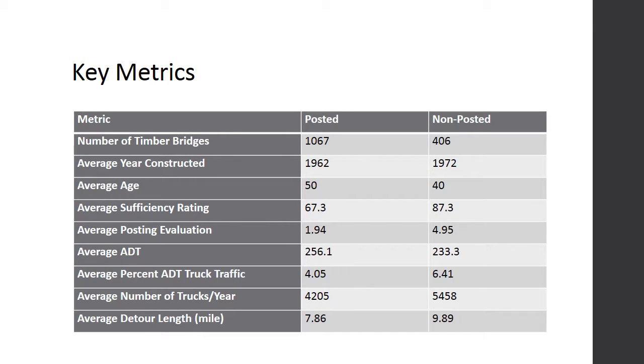A quick look at the metrics would suggest that a significant number of bridges will require posting over the next 10 years if left unmaintained. The average age of the posted bridges is 52 years old, while the average age of the non-posted bridges is 42 years old, only 10 years younger. Even more, the sufficiency rating drops 20 percentage points and the average posting evaluation decreases 3 points between the two groups.